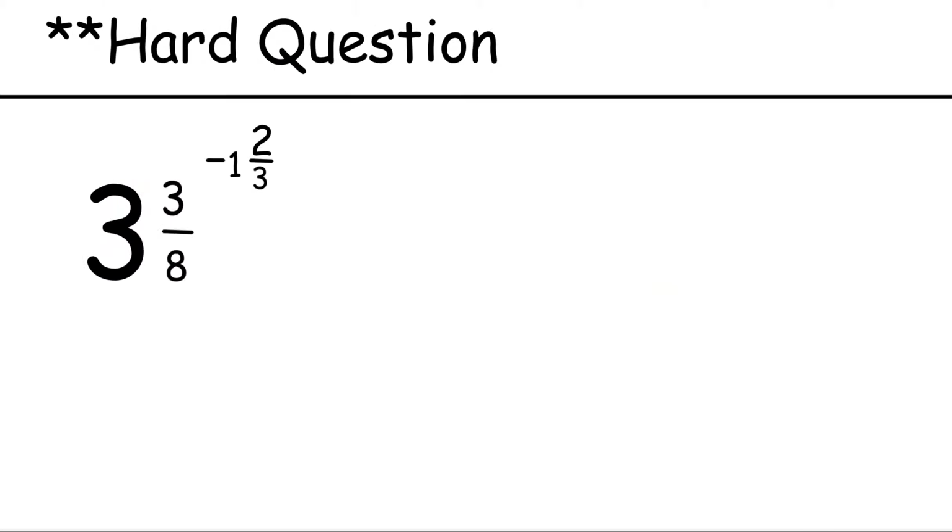Now let's try the last question. Pause the video, have a go. If not, just keep on watching. Okay, so remember we want to turn this into a top-heavy fraction. So 3 times by 8 is 24, add the 3 is 27 over 8.